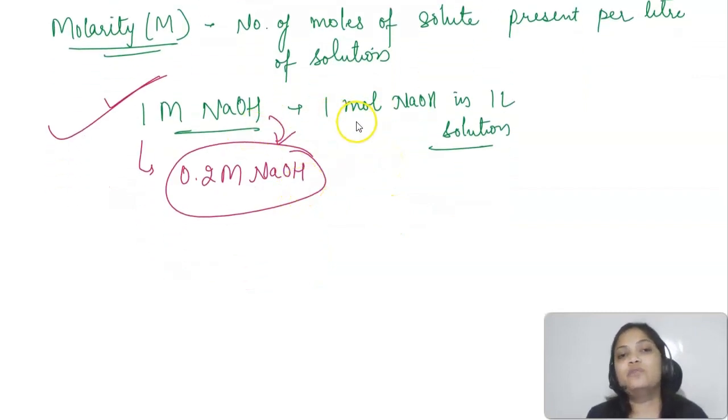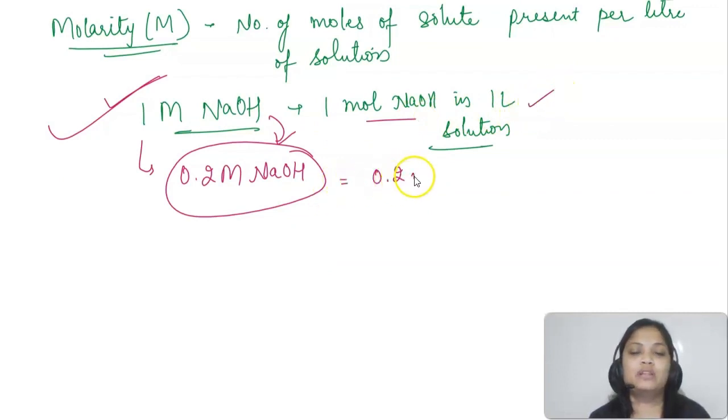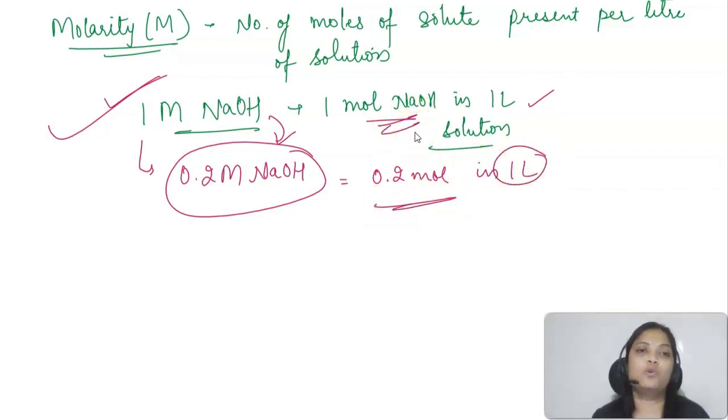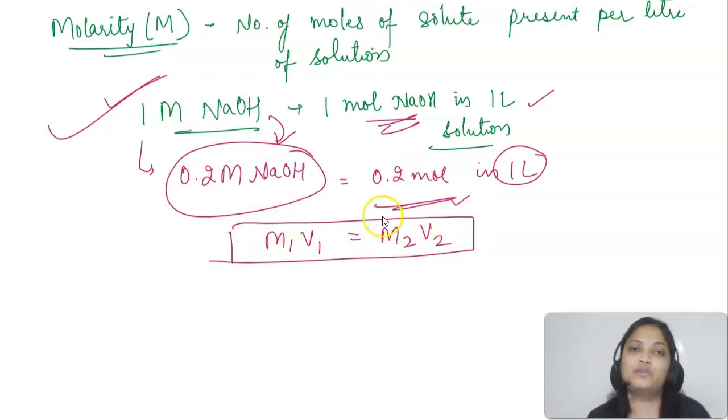So 1 molar NaOH means 1 mole of NaOH is in 1 liter, and 0.2 mole is in 1 liter. So I need that much volume where 0.2 mole is present. I need that much volume of this NaOH in which 0.2 is present, and then I'll dilute it. So what I am going to do in this case, let us see. There is an equation known as the molarity equation, which is M1V1 equals M2V2, where M1, M2 are the molarities, and V1, V2 are the volumes. So we'll be using these formulas to find out the concentrations or the volumes, whatever have been asked.